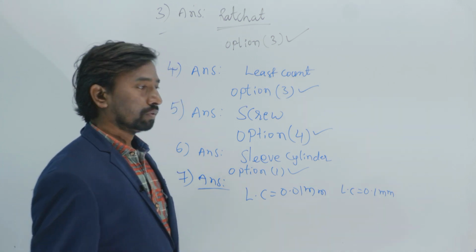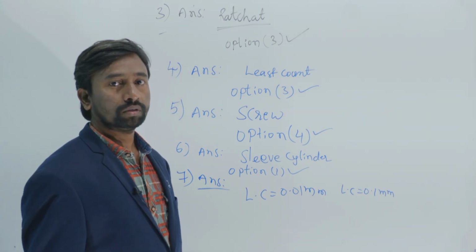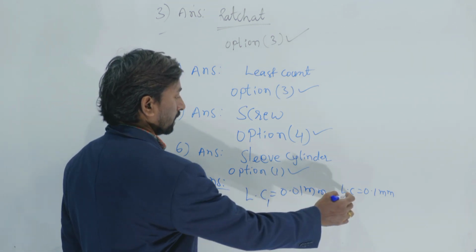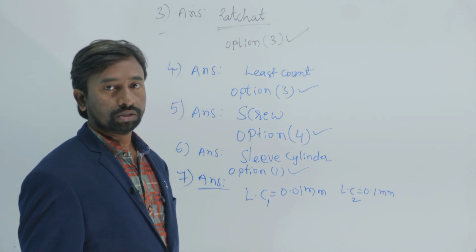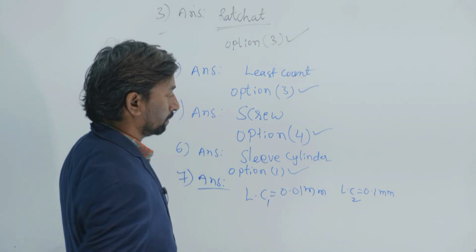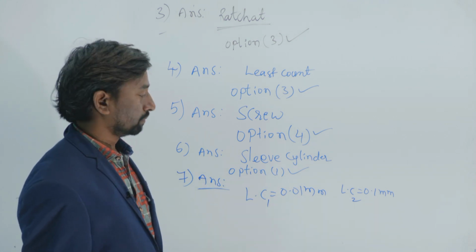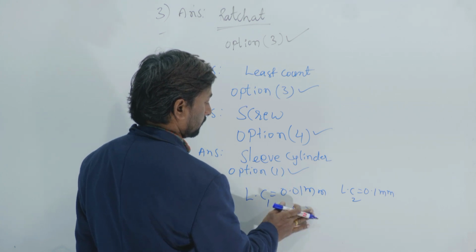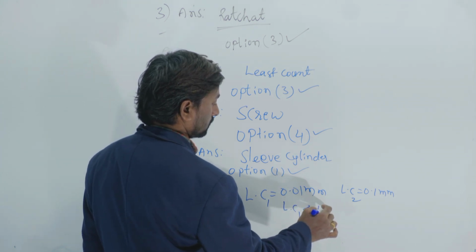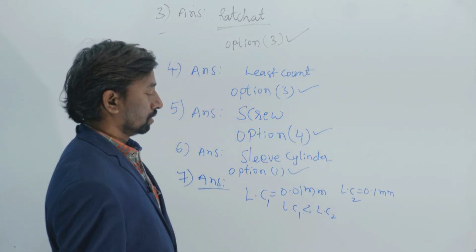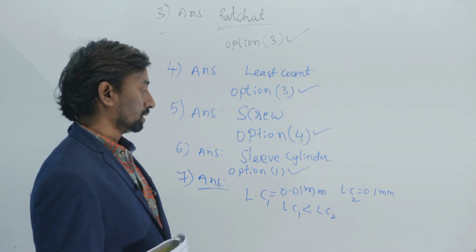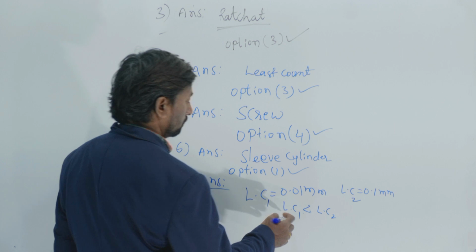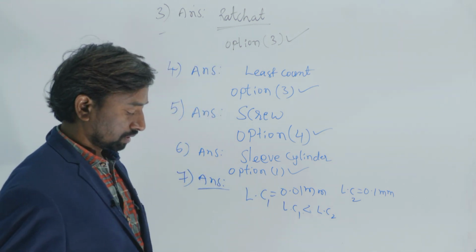The instrument which has the lesser least count will be more accurate. This one is 1 by 100 mm and that is 1 by 10 mm. So LC1 is lesser than LC2. The one whose least count value is lesser can measure accurately. So the first instrument can measure more accurately.